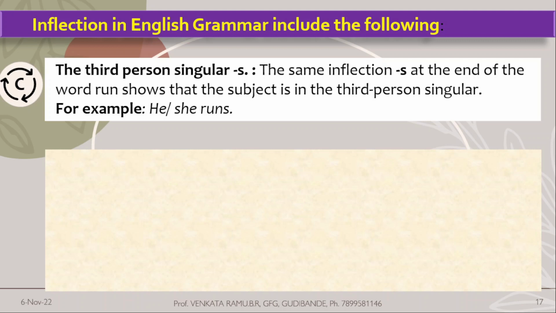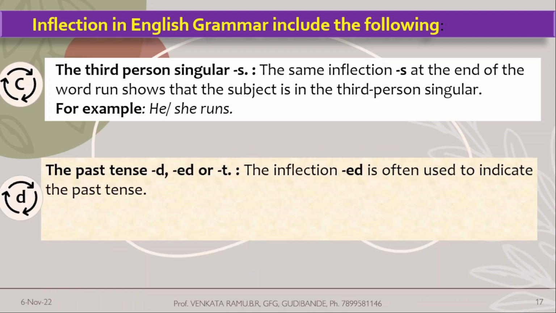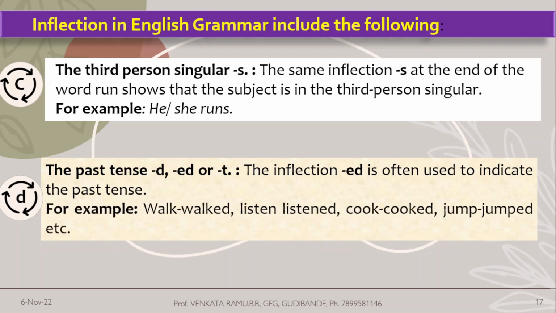The same inflection S at the end of the word runs shows that the subject is in the third person singular. For example, he or she runs. The past tense D or ED or T. The inflection ED is often used to indicate the past tense. For example, walk, walked, listen, listened, cook, cooked, jump, jumped, etc.